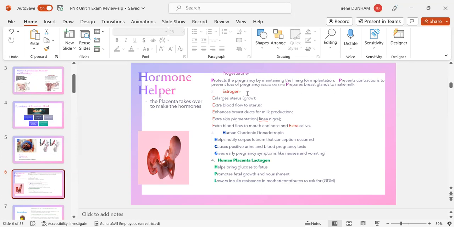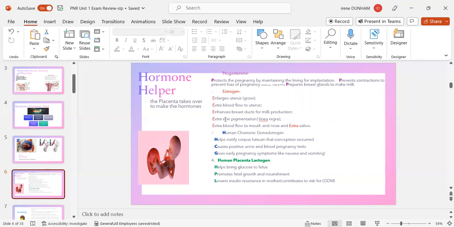Okay, we're going to move into estrogen. Now, estrogen, you see in this mnemonic here, we have all the E's line right up. So estrogen enlarges the uterus, so it grows. I always thought of estrogen as like a little stimulant, okay? So then you have estrogen. It gives you extra blood flow to the uterus. Estrogen enhances the breast ducts for milk production.